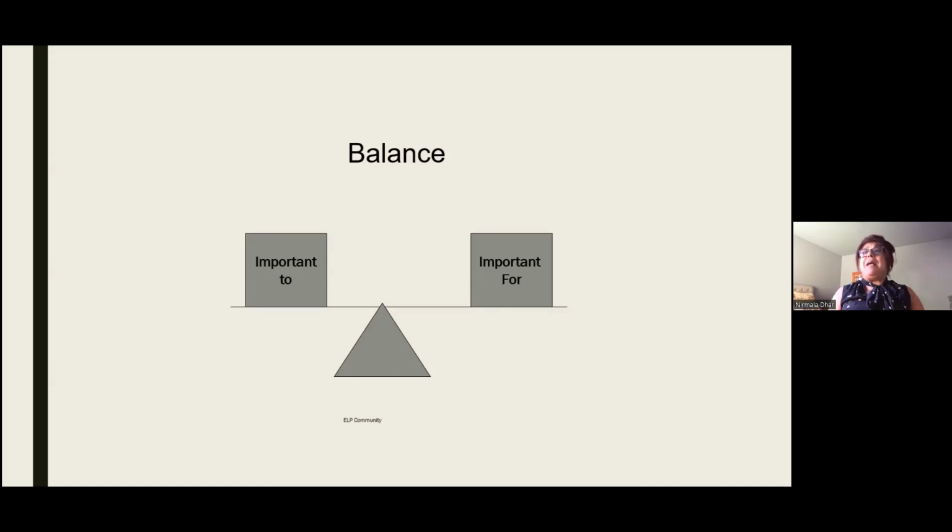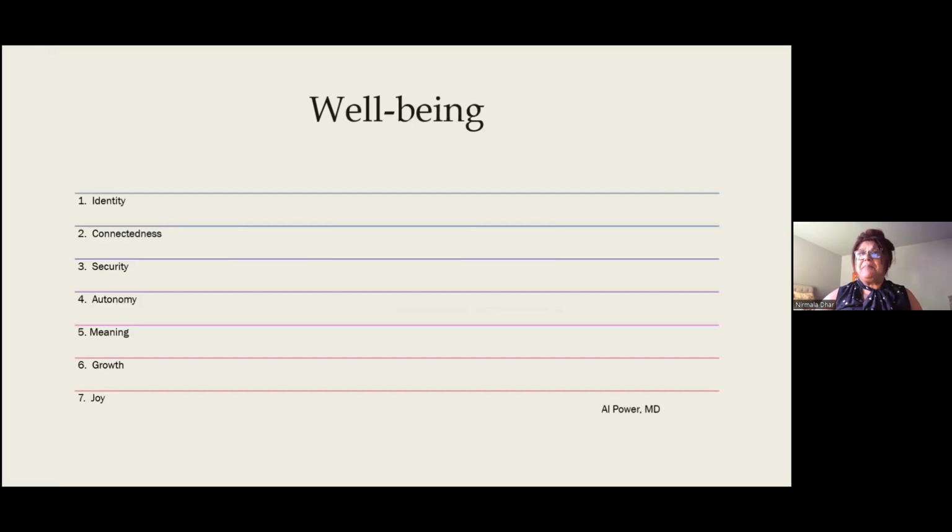And always balancing what is important to the person and what is important for the person. Very often we focus on what's important for the person. That's why this needs to be a collaborative assessment. Address all aspects of well-being, not just symptom control and keeping them out of the hospital. Their identity. Is their identity celebrated? Do they feel connected? Remember I said screen for social isolation and loneliness. Security. How safe do they feel in this place?